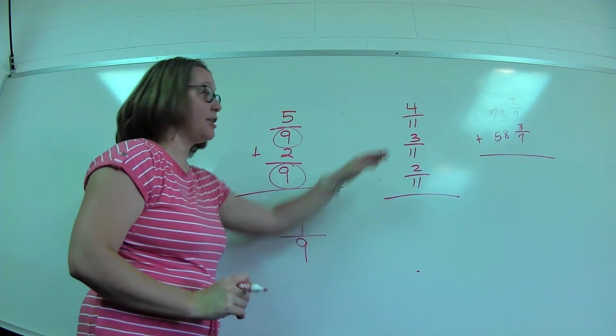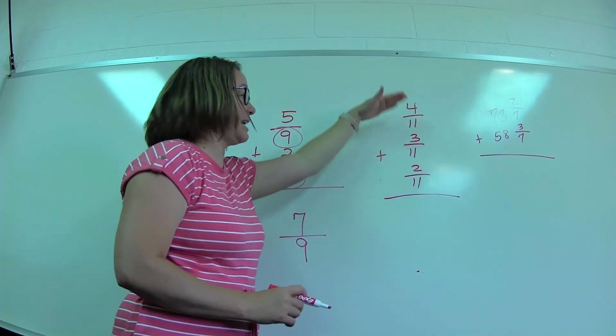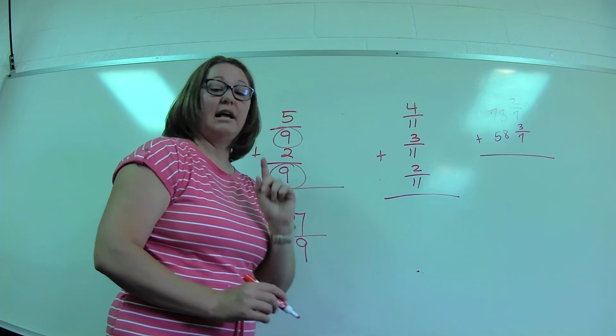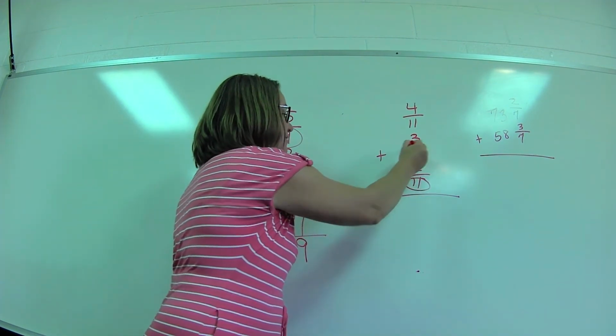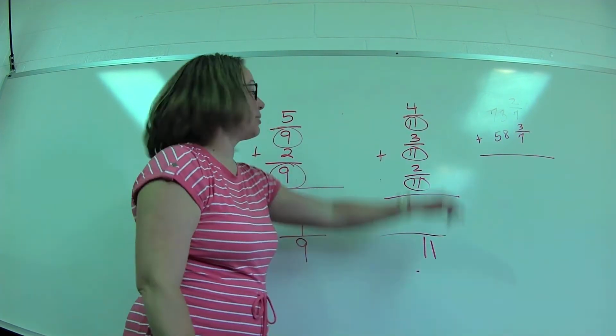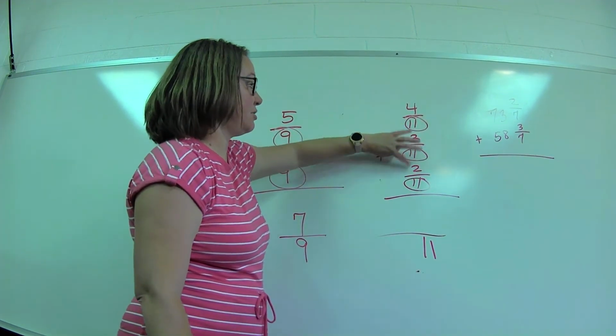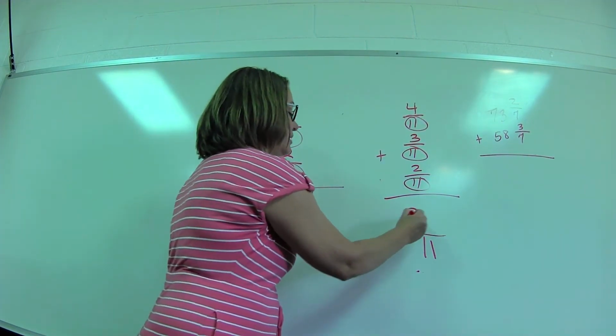7/9. Here I have 4/11 plus 3/11 plus 2/11. I can add all the fractions together as long as they have the same denominator. And in this case, 11 is our denominator. Now I need to add my numerators. 4 plus 3 plus 2. Well, you have 4 plus 3 is 7 plus 2 is 9.